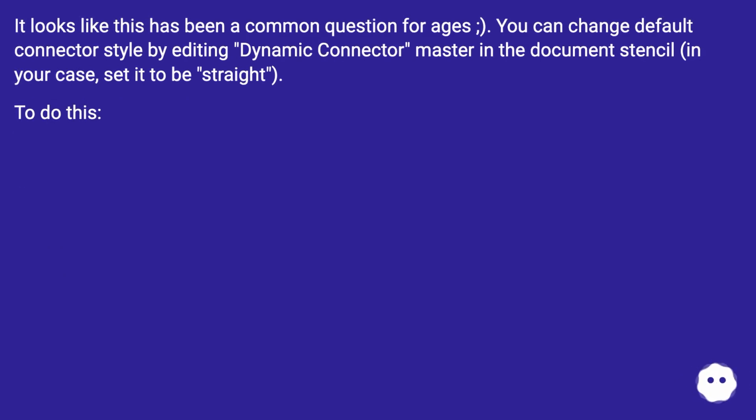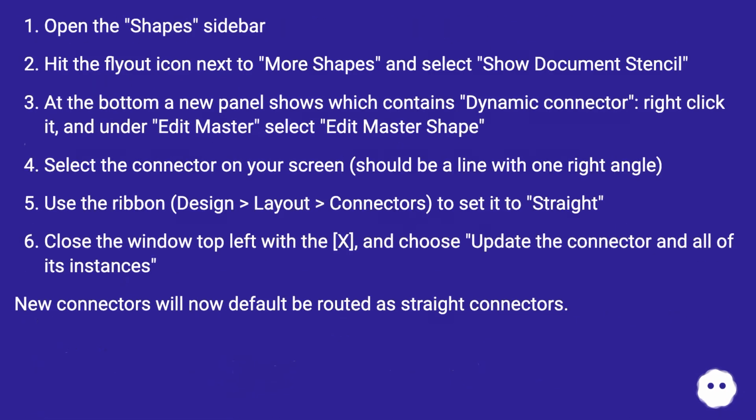To do this, open the Shapes sidebar. Hit the flyout icon next to More Shapes and select Show Document Stencil. At the bottom a new panel shows which contains dynamic connector, right-click it, and under Edit Master select Edit Master Shape. Select the connector on your screen, should be aligned with one right angle.